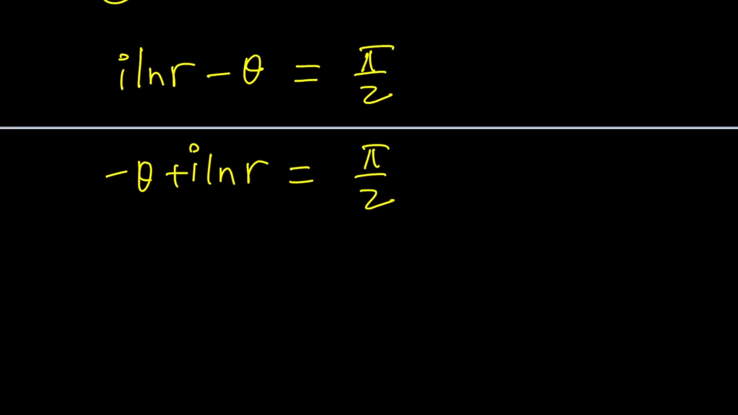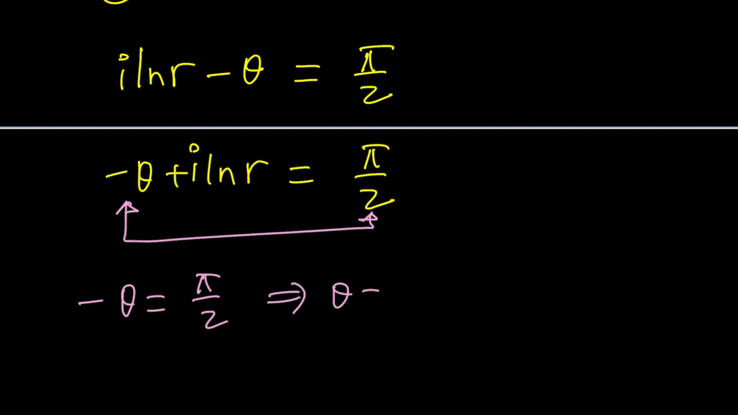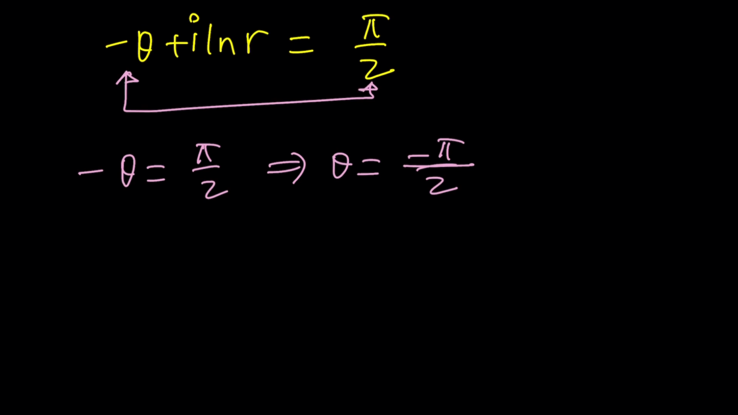So if two complex numbers are equal, then their real parts are equal. So negative theta needs to be pi over 2. That tells you that theta is negative pi over 2. Of course, this is not the only solution, but I'm going off of the principal value to keep things a little simple. I can also show you the general form.